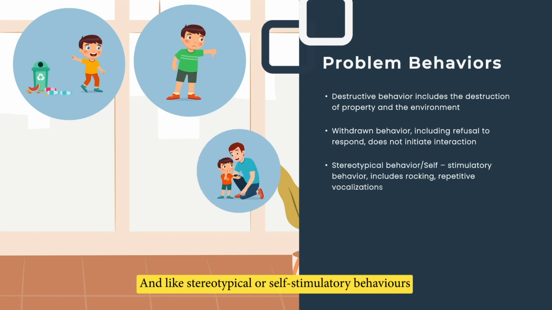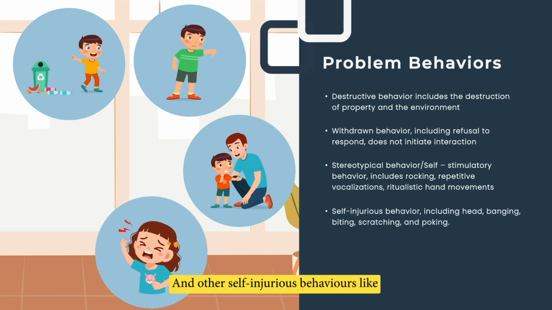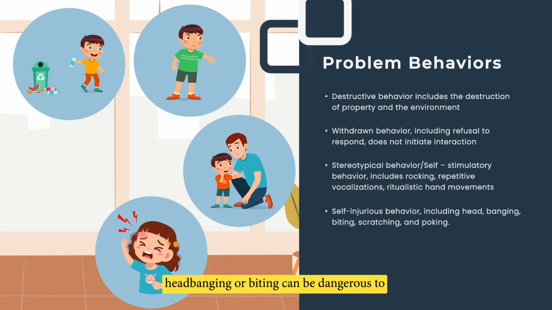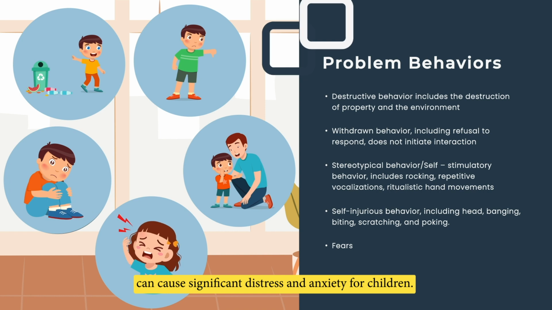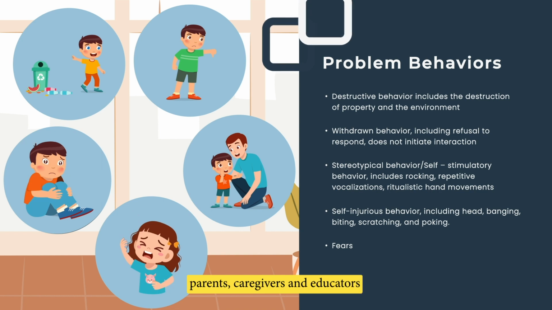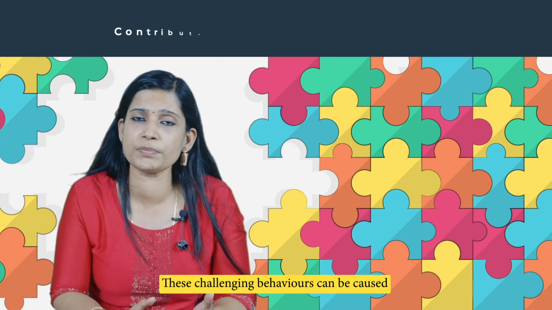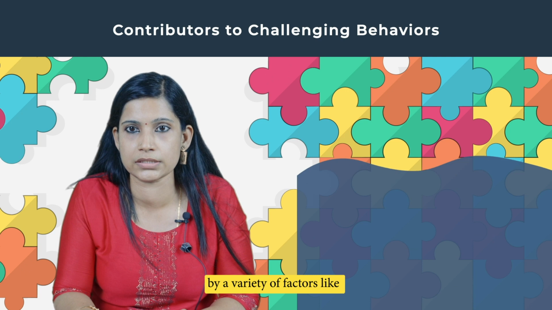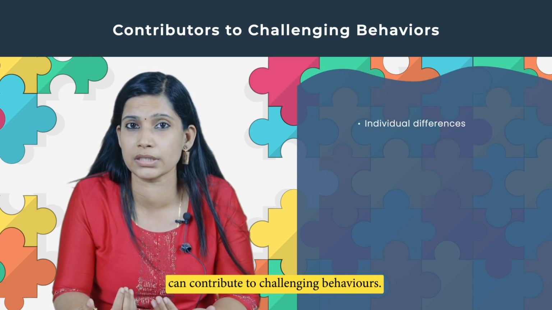Stereotypical or self-stimulatory behaviors like rocking or repetitive vocalization can be distracting. Other self-injurious behaviors like head banging or biting can be dangerous to the child themselves. Finally, fears can cause significant distress and anxiety for children. By identifying and addressing these behaviors, parents, caregivers and educators can help children to develop more positive and healthy behaviors. These challenging behaviors can be caused by a variety of factors, and individual differences such as temperament and personality can contribute to challenging behaviors.